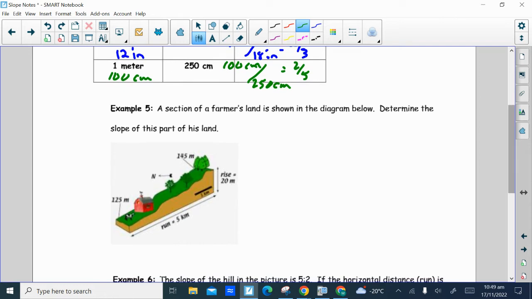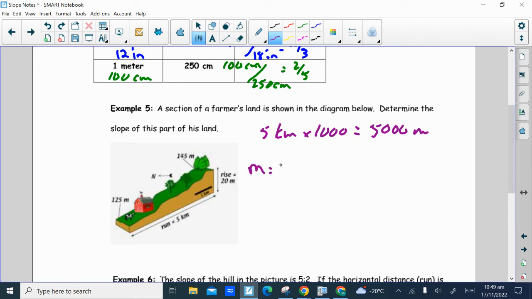Example 5 says that a section of a farmer's land is shown in the diagram. Determine the slope of this part of the land. Well, again, it's always the rise over the run. But notice that the run is in kilometers where the rise is in meters. We have to have them in the same unit. And because there are 1,000 meters in a kilometer, if we take the 5 kilometers and multiply by 1,000, we're going to get 5,000 meters.